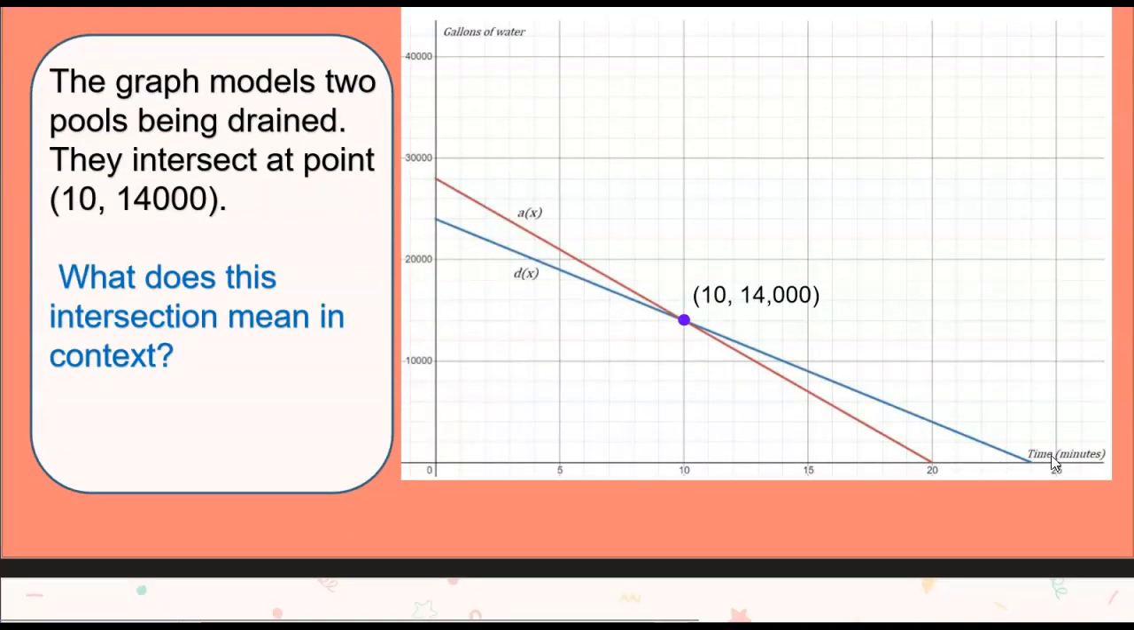All right, now let's look at two functions graphed against each other. This graph models two pools being drained. That might be familiar from one of our recent lessons. And they intersect at the point (10, 14,000). You might notice the units on this graph. We have time in minutes and gallons of water as we're draining the pool. And it asks, what does this intersection mean in context? What does this point right here represent?